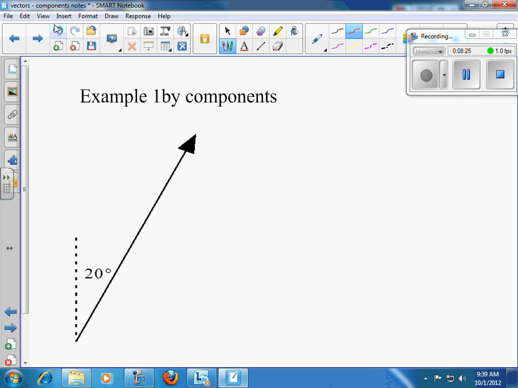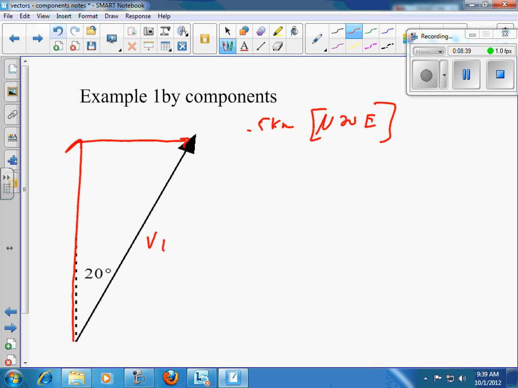So 0.5 kilometers at north 20 east. What we do is we break down our vector into components, and I'm going to call this vector 1. And you've got this part, and you've got this part. And the idea behind components is that you break it down into vertical and horizontal components. So I'm going to call this one V1X, and I'm going to call this one V1Y.